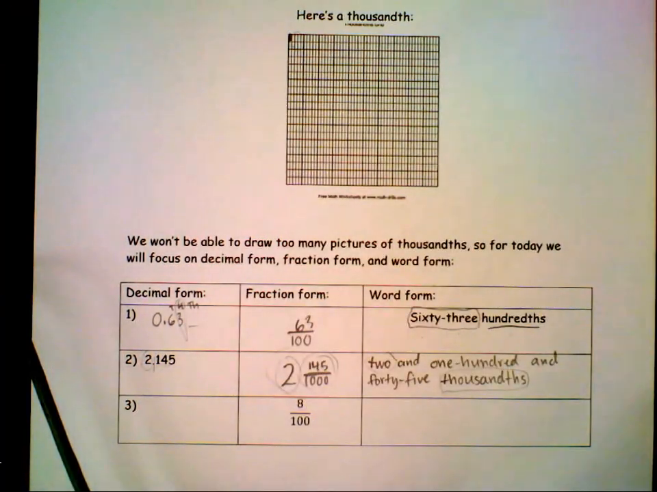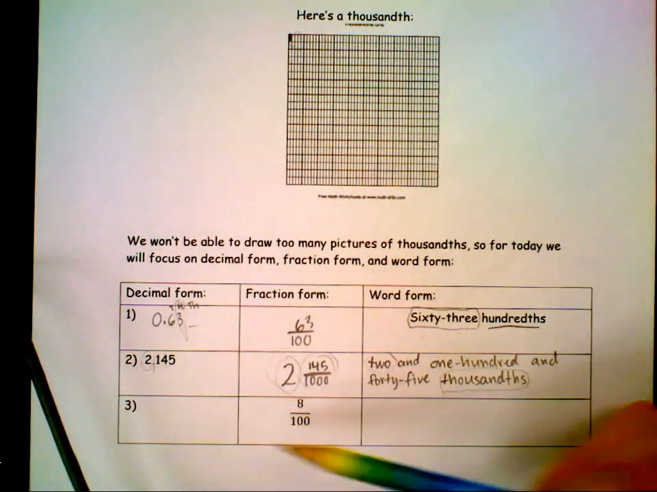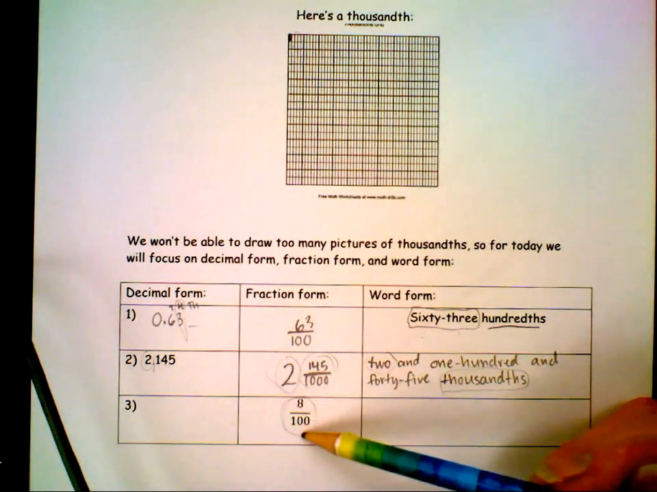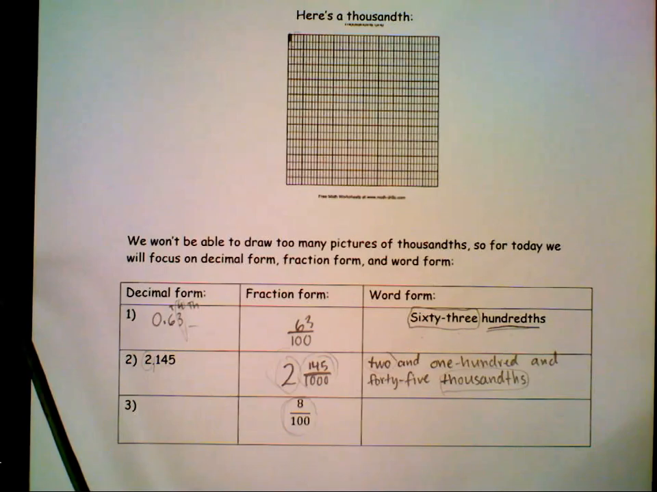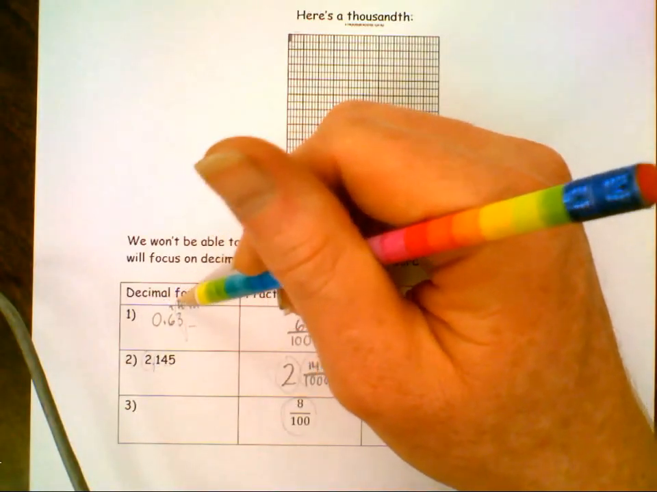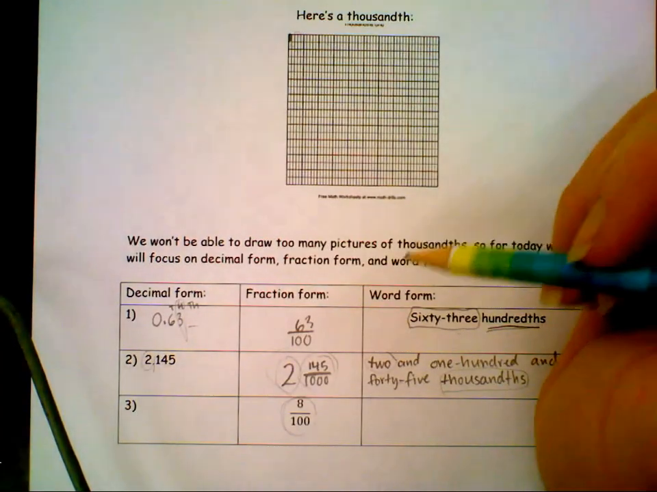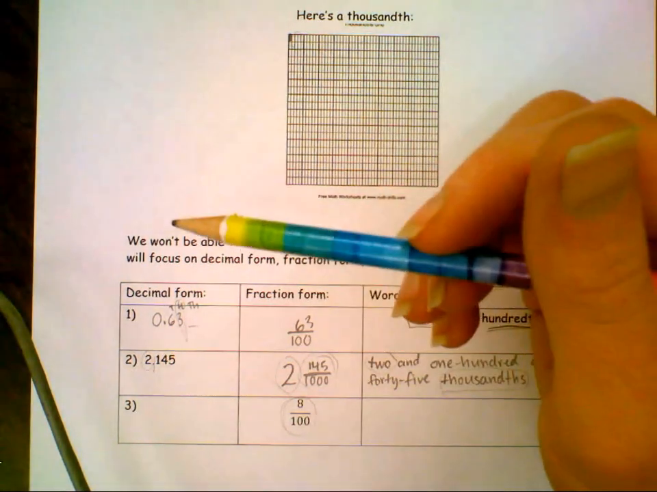Now you can attempt this problem here. Using this information, you should be able to figure out how many pieces, so what decimal place our number will end on, and how to write it in decimal form.